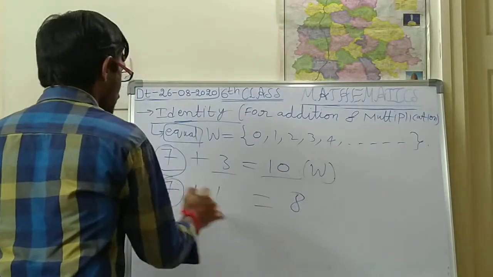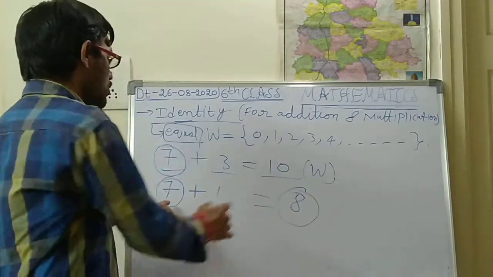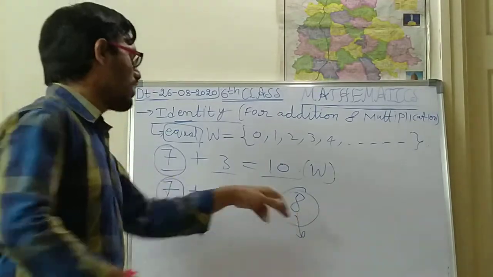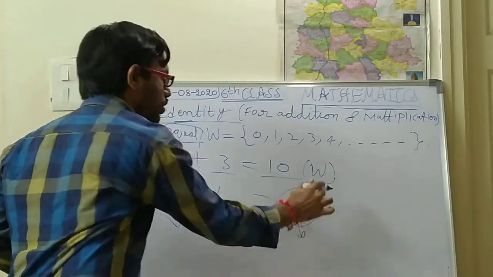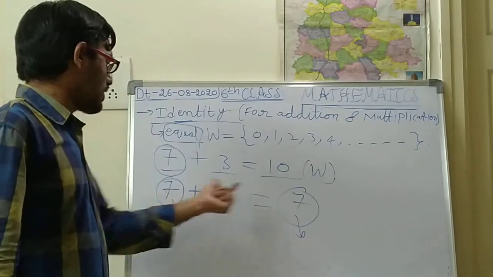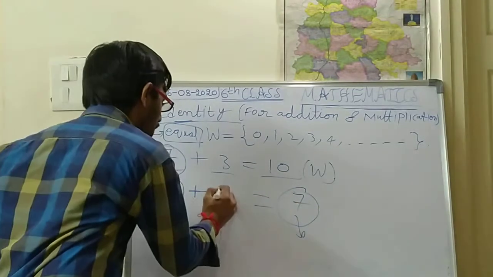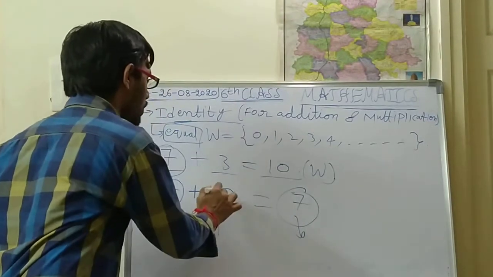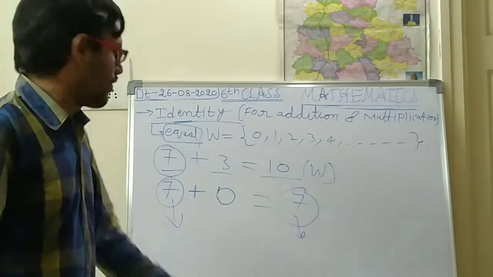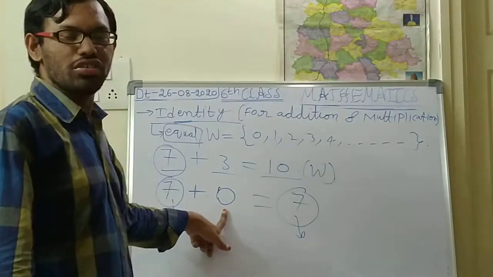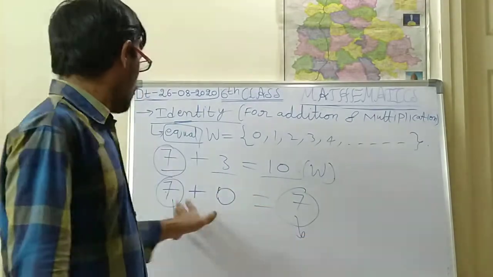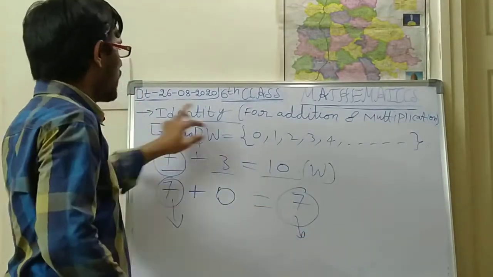That means this is one number and this is another number, so there is no identity, it is an unequal identity. If you want the same number as you have taken in the LHS part, you should add 0. For the addition you are not supposed to take any other number. So 7 plus 0 is equal to 7. This is the identity for addition.